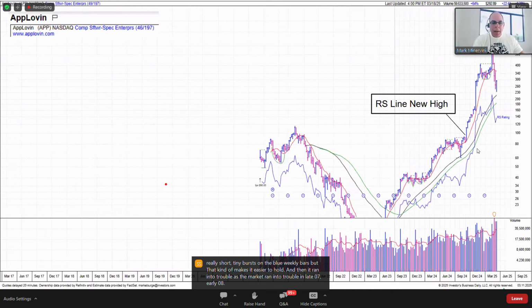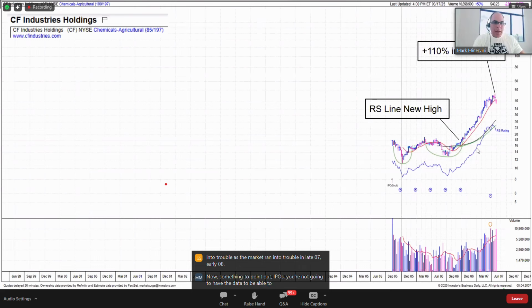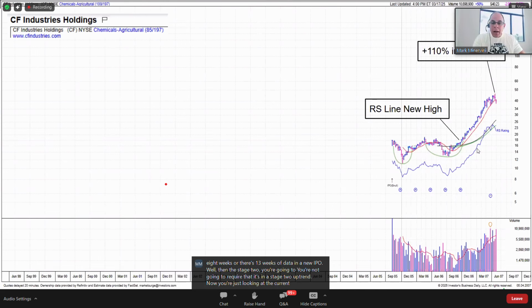Something to point out, with IPOs, you're not going to have the data to be able to meet a stage two uptrend sometimes. If there's only, let's say, 8 weeks or 13 weeks of data in a new IPO, well, then you're not going to require that it's in a stage two uptrend. Now you're just looking at the current chart pattern, and you'd want it to be above the 50 and the 20, and you'd use the faster moving averages. So that's just a caveat. It doesn't mean that a stock is off the table because it's an IPO and doesn't meet the stage two uptrend. It can't when it doesn't have enough data. It doesn't have the price history.